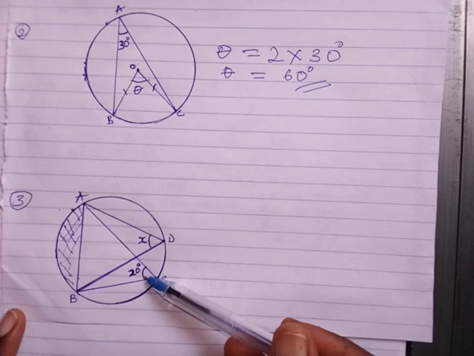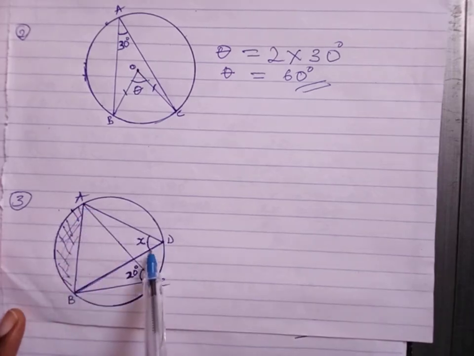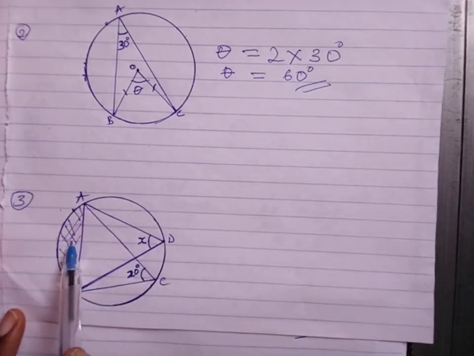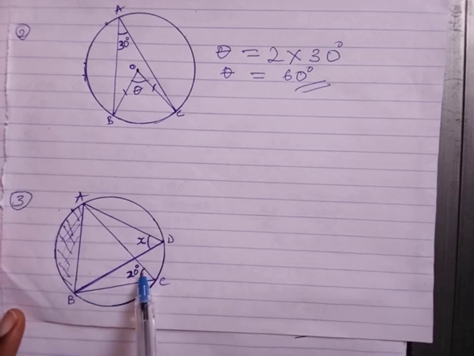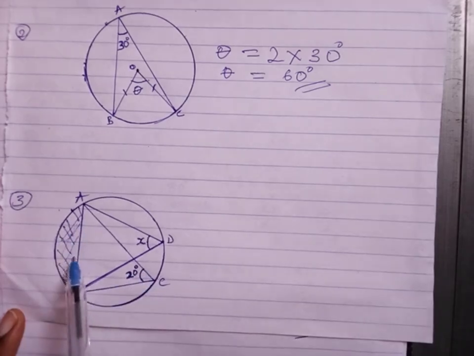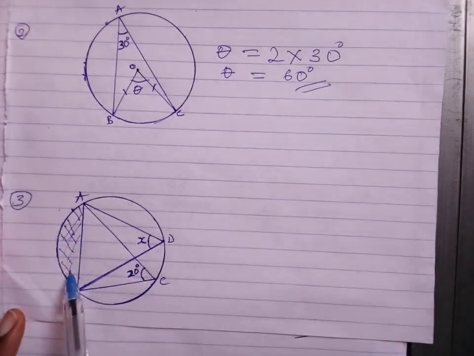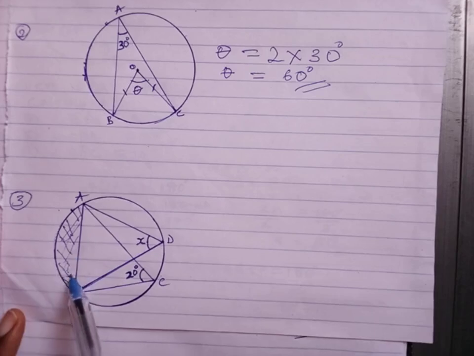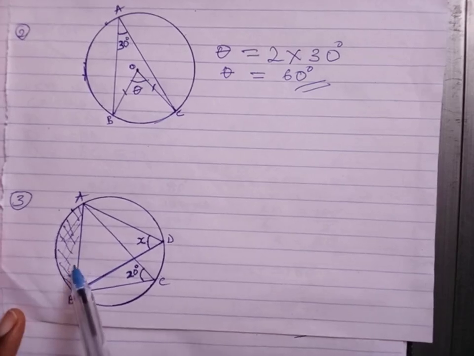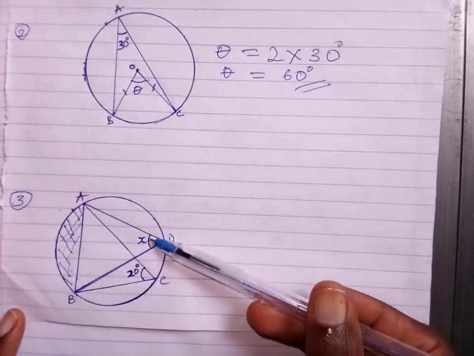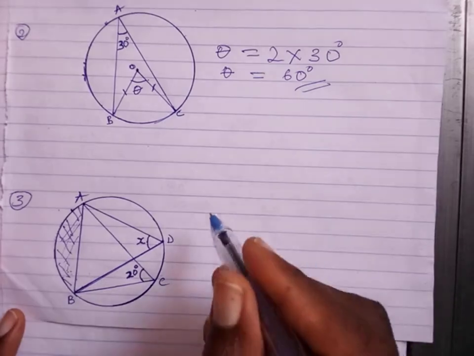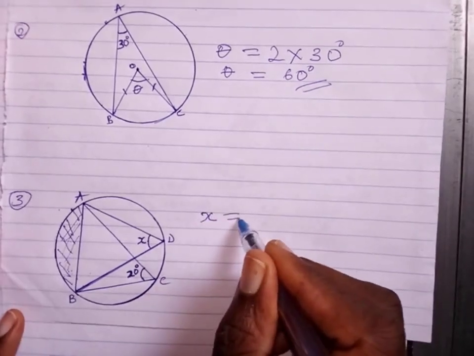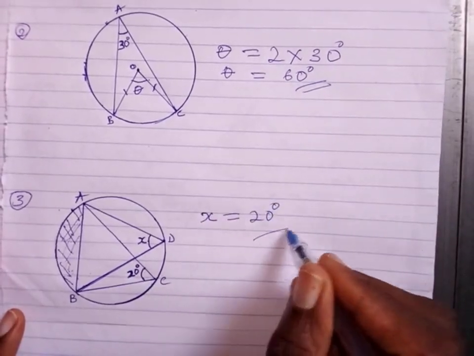Why? Because this very angle that is formed here is coming from this segment, and likewise the angle that is formed at this very point is coming from this very segment. So theorem number 5 of our circle theorem is saying that when we have this kind of scenario, then the angle that is formed there is going to be equal to the angle that is formed there. So basically, the value of x is going to be equal to 20 degrees.